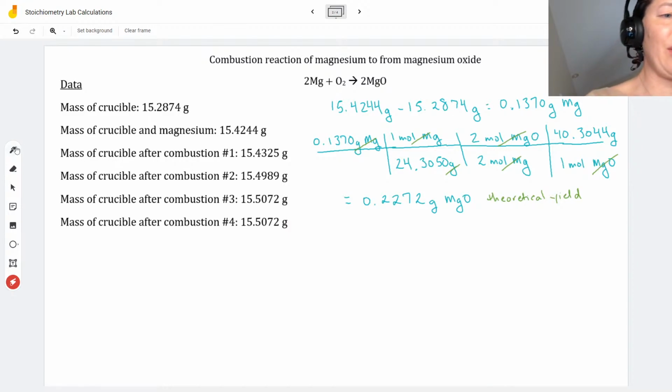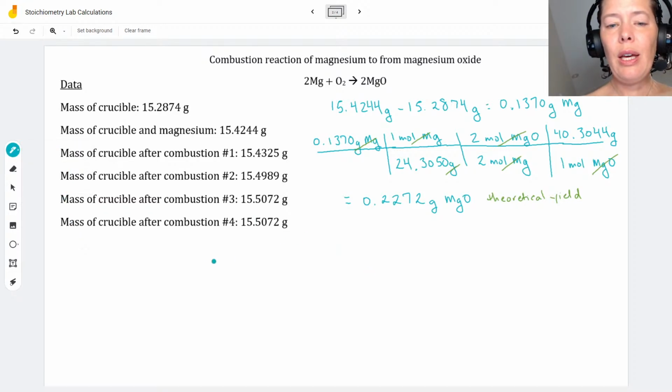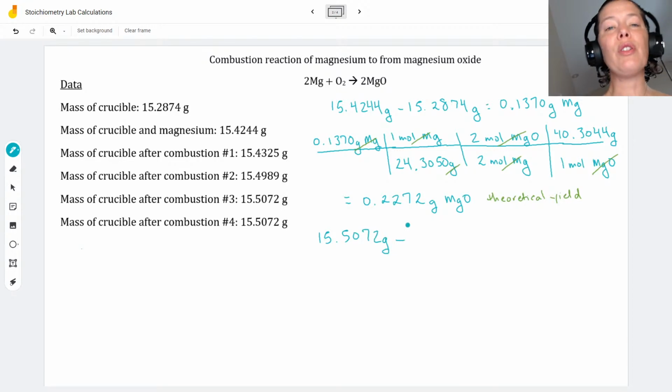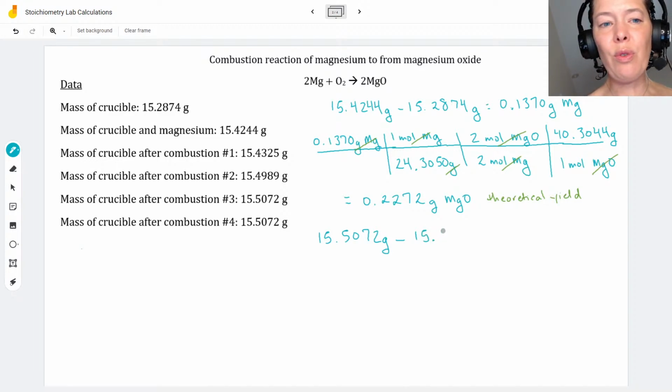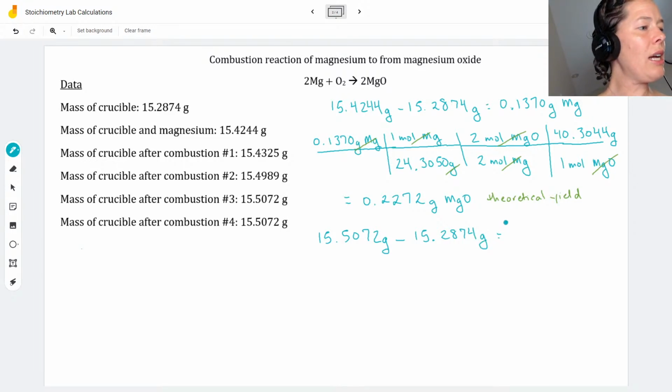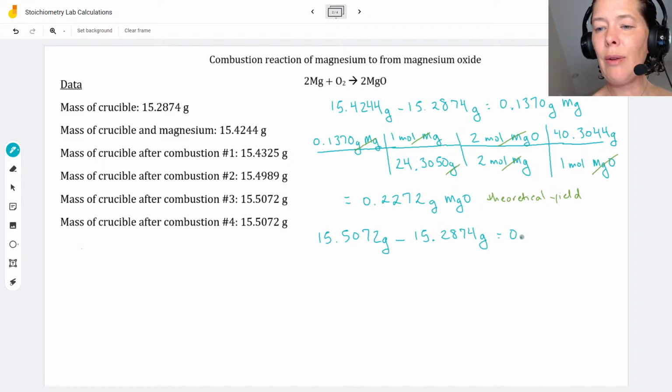Okay, so let's do that calculation. So I am going to switch back to blue. I think I'll do it right here. I'm going to take my final mass, that is my 15.5072 grams, and I'm going to subtract out the mass of the crucible, and that will give me my mass of magnesium oxide. So this minus the mass of just my crucible, which of course I weighed at the very beginning of lab. And that gives me a mass of 0.2198. And that is grams of magnesium oxide.